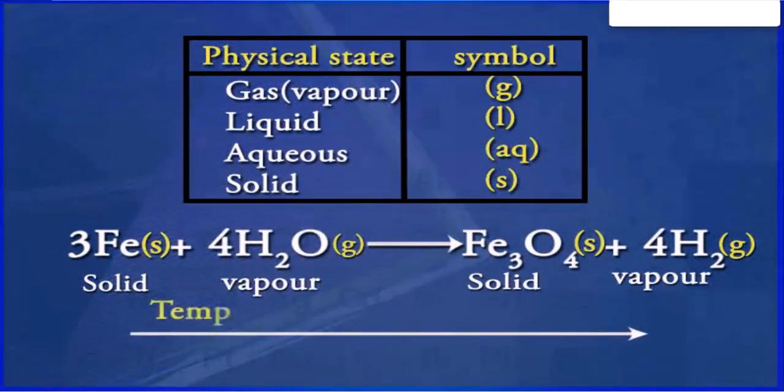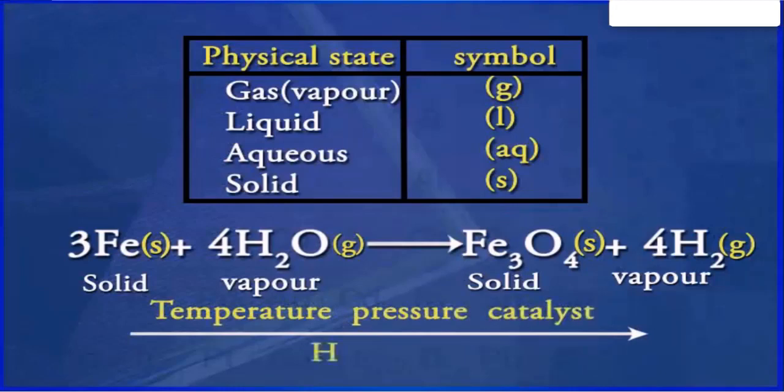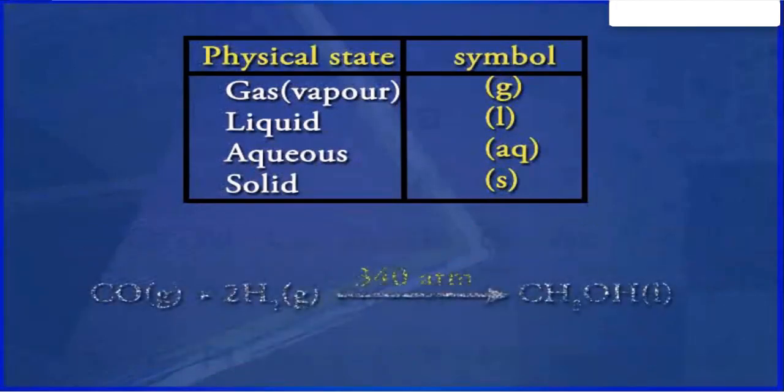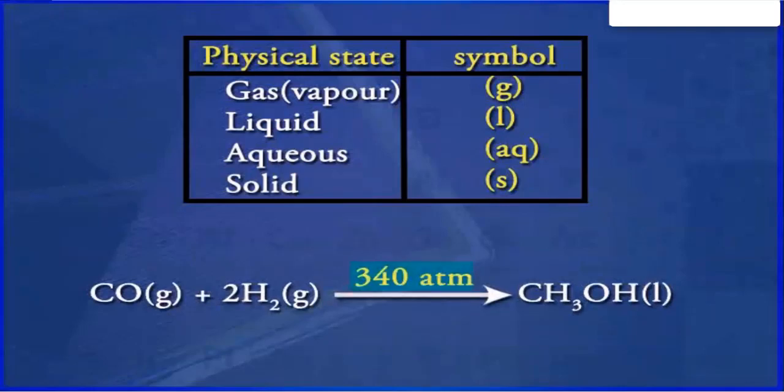Sometimes, the reaction conditions such as temperature, pressure, catalyst, etc. are also indicated above or below the arrow in the reaction. In this example, 340 atmospheres indicates the pressure at which this reaction occurs.